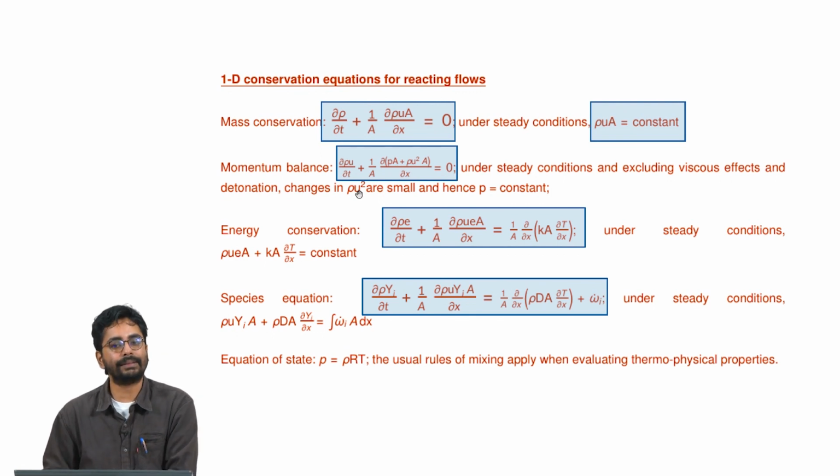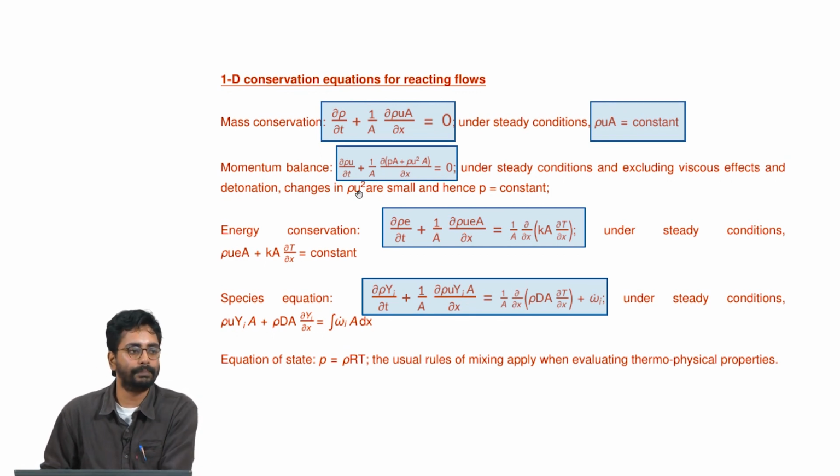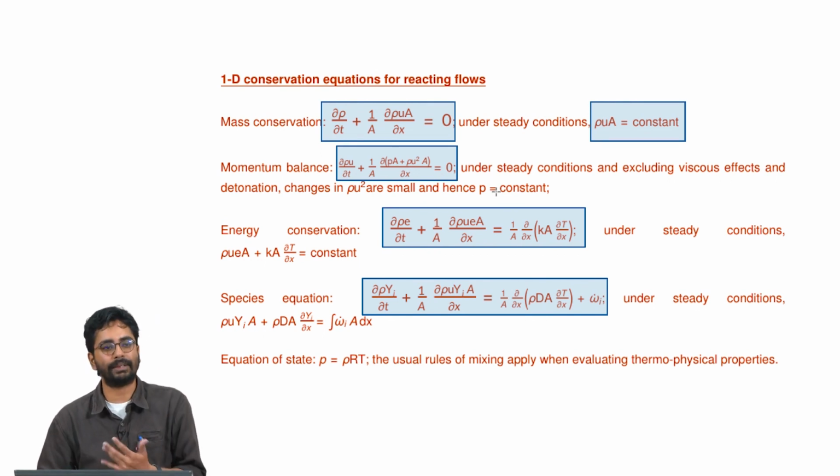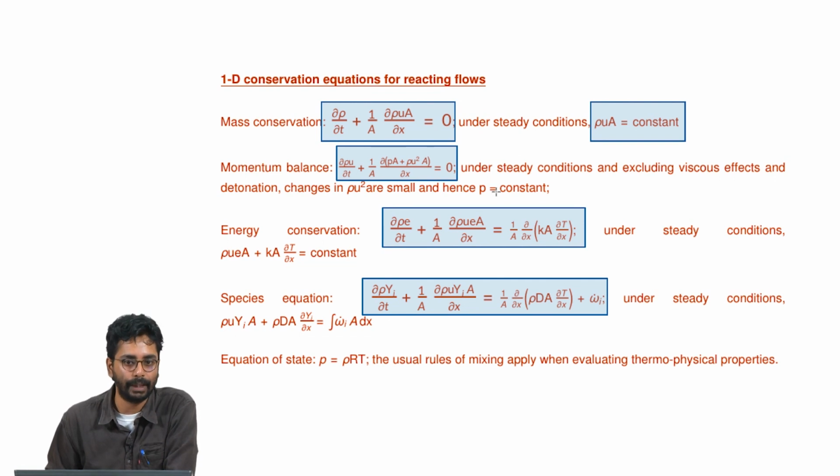Remember that a velocity scale for a laminar hydrocarbon air flame is 0.4 meters per second and density, let us say, is about 1 kilogram per meter cube. So, if you take density to be 1 kilogram per meter cube and the velocity to be about 0.4 meters per second, rho u squared would be 0.16 Pascals. So, 0.16 Pascals compared to an atmospheric pressure of 101325 is very small, and that is the reason why we assume that the pressure everywhere is approximately the same.